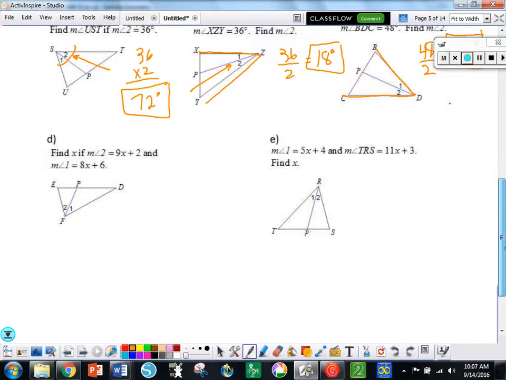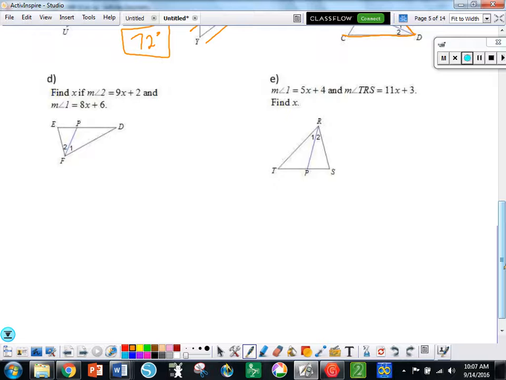Okay, now let's do the exact same thing, but let's do it with some variables, with the algebra. So find x if the measure of angle 2, by the way, angle 2, half or whole? Is a half. Is 9x plus 2. And angle 1, half or whole? This is half. Is 8x plus 6. We're given two halves. What do I do with those two halves? They equal each other. Two halves equal each other.